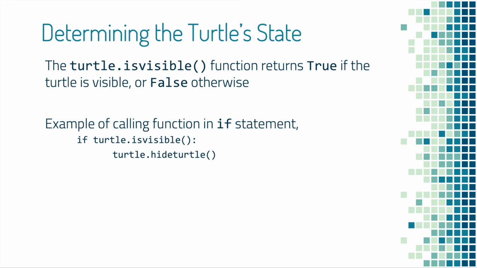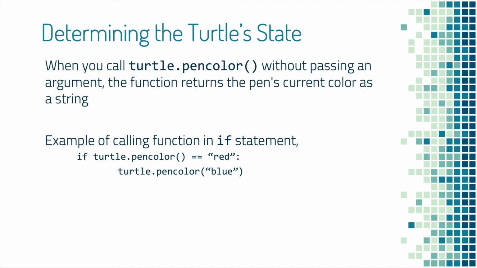We can use them to check to see if it's visible. So we say if it's visible, hide the turtle. If it's invisible, we're not going to try to hide the turtle again. We can use it to check the pen color. So in this case, we say if the pen color is equal to red, change it to blue. So if it's equal to green, we won't change it at all.